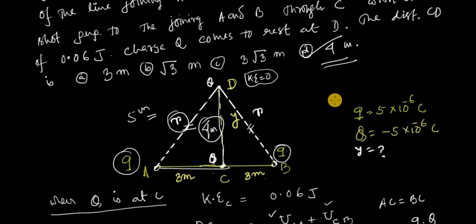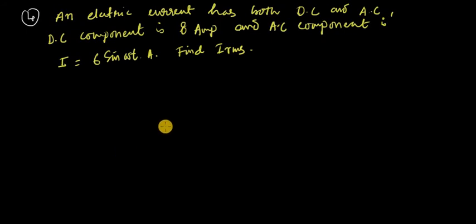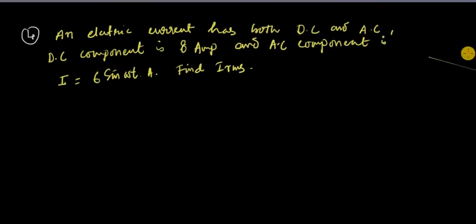পিথাগোরাসের উপপাদ্য দিয়ে আমরা সিডিকে সলভ করলাম। ওকে, নেক্সট আমাদের আর একটা প্রবলেম করার চেষ্টা করি। An electric current has both DC and AC component. The DC component is 8 ampere and AC component is 6 sin omega t ampere. Find the RMS value of the current.